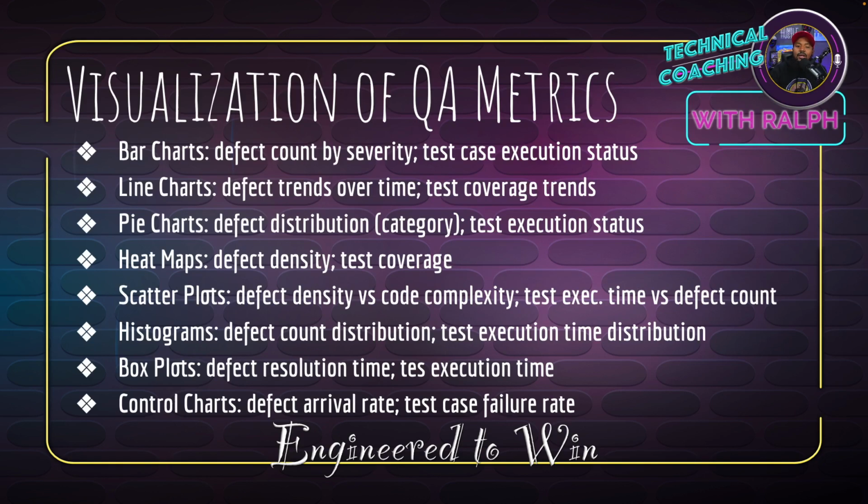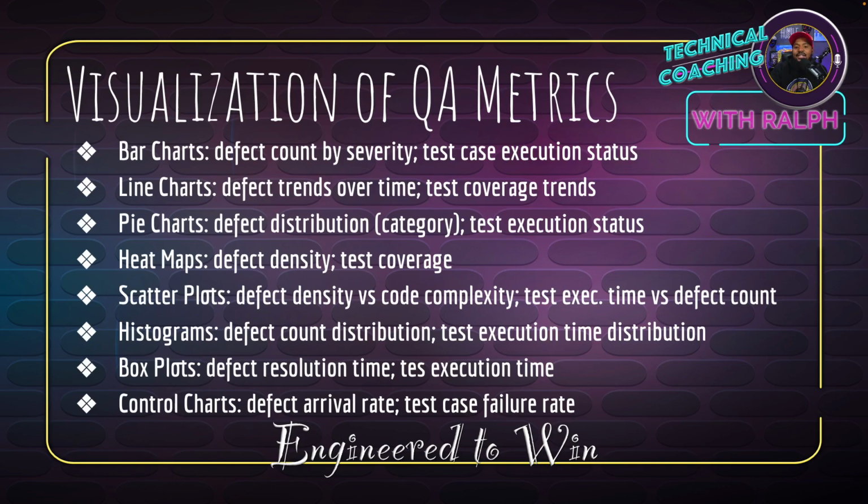You have line graphs, which could be defect trends over time, test coverage trends. Pie charts, defect distribution by category, test execution status. So you have a pie chart that says, like we just said for the first one, not executed, passed, and failed. And then you can also have what type of defect is this? Another type of pie chart.